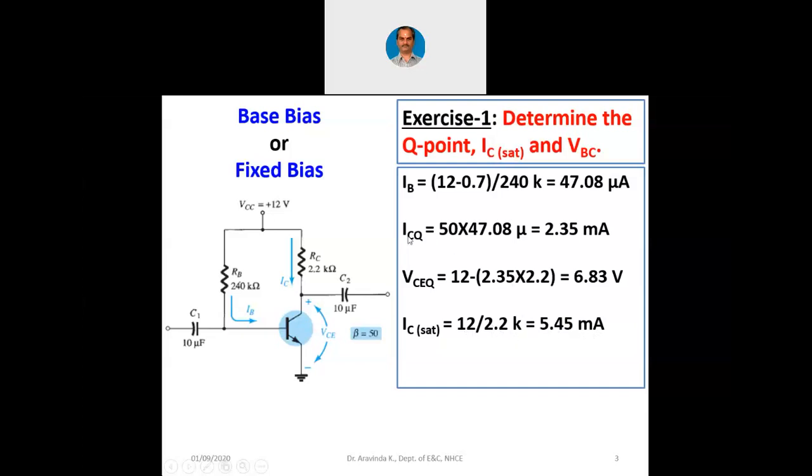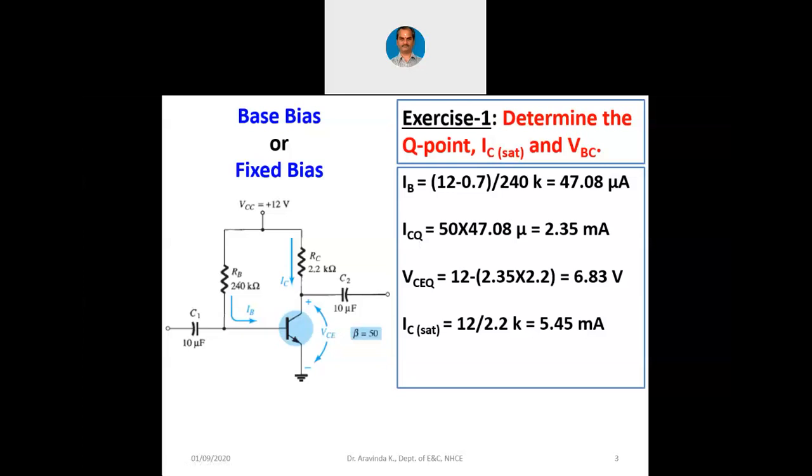Whereas we have got the quiescent collector current as 2.35 milliampere. So somewhere at the middle of the active region only we are there. Typically, VCEQ must be half of VCC and ICQ must be half of IC sat. So you can see approximately 2.35 is half of 5.45 milliampere. So we can safely say that this particular circuit is in the middle of the active region.